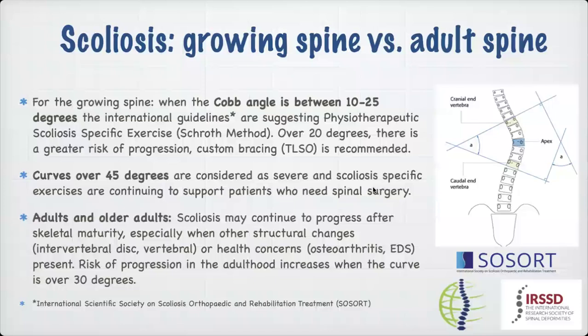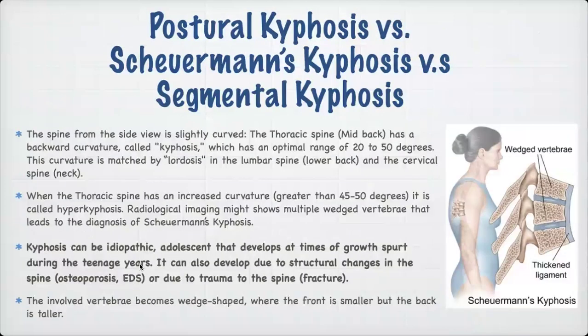I have many patients with well over 60-degree curvature living a beautiful and balanced life without pain or with minimal pain. So curves over 45 degrees do not mean that they need to be immediately operated on. There are many children living with this. And in adults and older adults, if the curvature is over 30 degrees, there's an increased risk of progression. This is how we go from 10 to maximum 20% in teenagers up to over 68% prevalence in the population as we age.